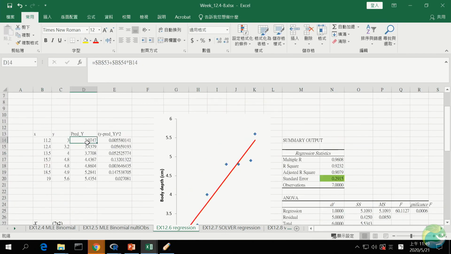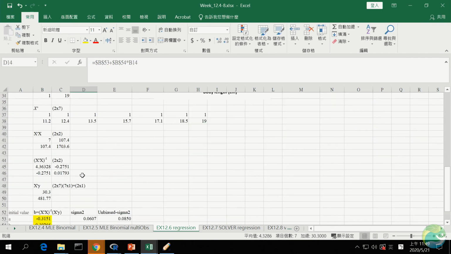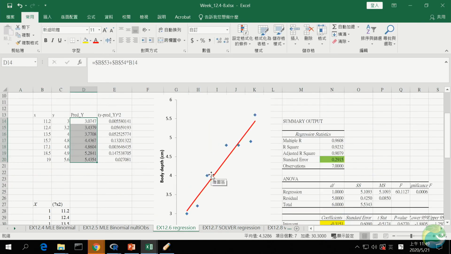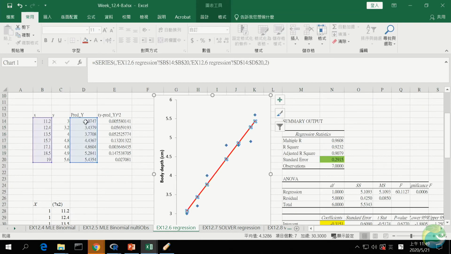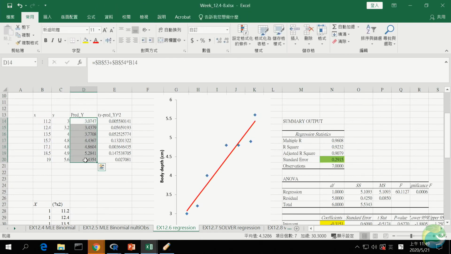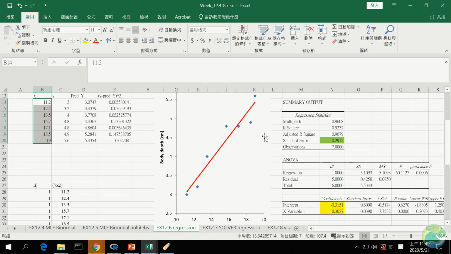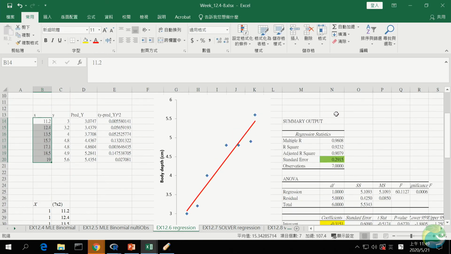So these are the predictions given the A and the B value here. So we plot the predicted Y against the original X. We have this red curve. It matches very well. Of course, this is the analytical solution for a simple linear regression, right? So we can do a simple linear regression within Excel too.